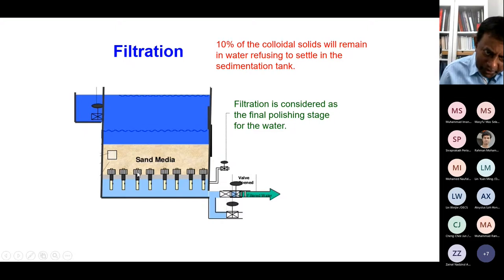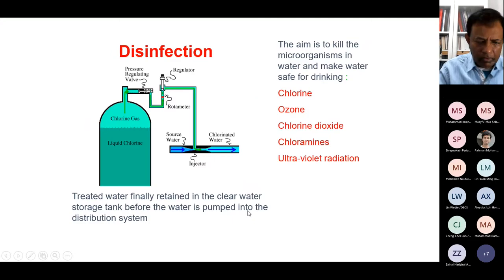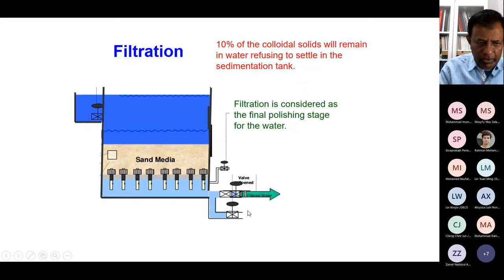The water will finally pass through the nozzles. These are known as filter nozzles. And then of course you can collect this water separately, and this water will be absolutely crystal clear. Are you all with me? Right. So this is what you do for the 10% of the colloidal solids.